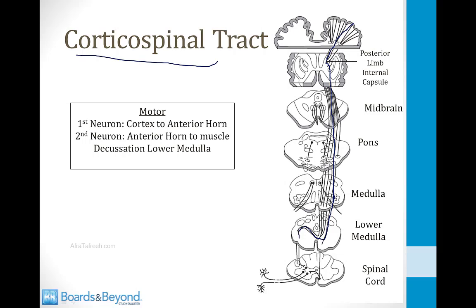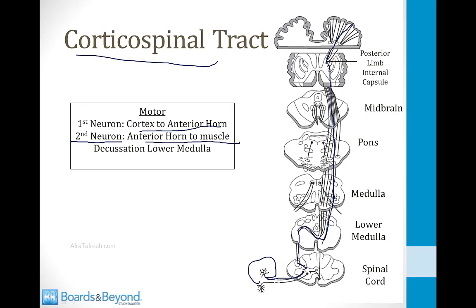And then they will descend in the spinal cord and then synapse in the anterior horn at the level of the spinal cord where they want to create an activity. A second neuron then will carry the signal out to the periphery and innervate the motor so that you get the motor activity that you want. So important things to know about this system is that it's a two-neuron system. The first neuron is from the cortex to the anterior horn of the spinal cord, and the second neuron is from the anterior horn to the muscle.